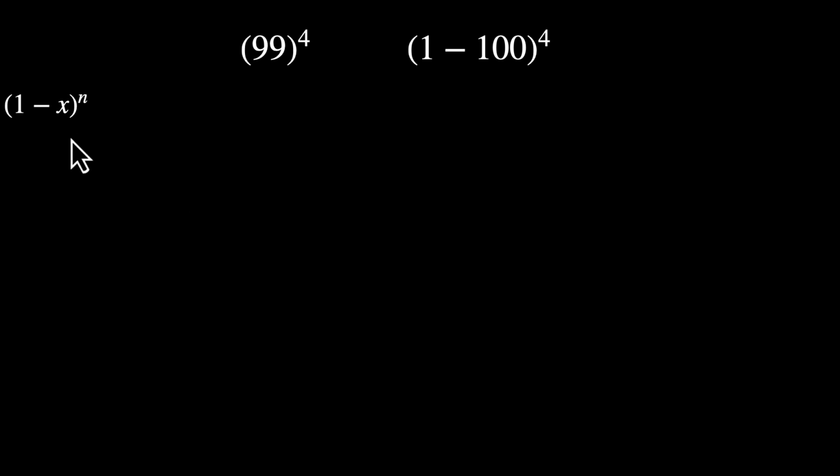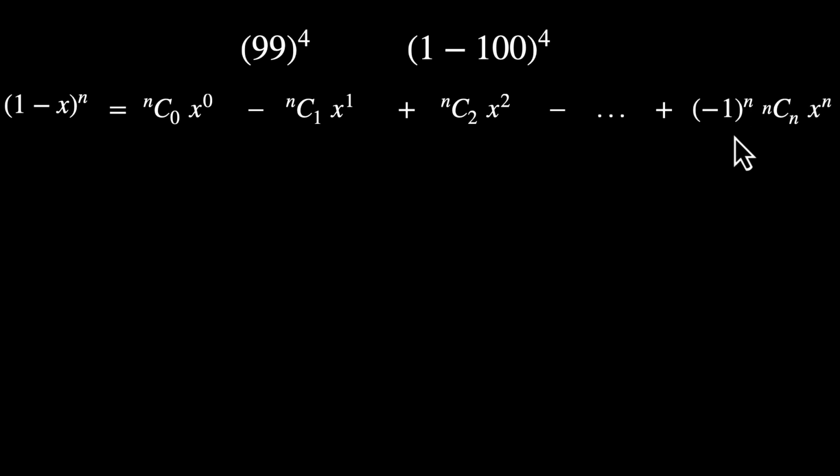What's the expansion for 1 minus x to the power n? Well, that's equal to nc0 x to the power 0 minus, don't forget the alternating plus minus signs, nc1 x to the power 1 plus nc2 x squared minus nc3 x cubed and so on up until the last term. All right, so let's do that. n here is 4, so we have 4c0, 4c1, 4c2, 4c3 and 4c4. Don't forget the alternate signs. The first one is positive, then negative, plus, minus, plus.